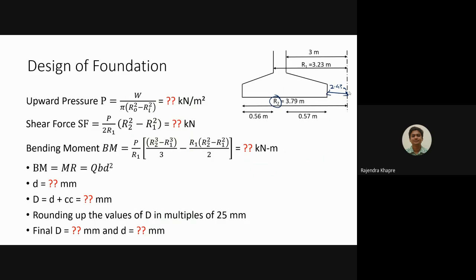So let me note down over here, 2350 into 1.1 divided by pi times r outer square minus r inner square. This should be less than your SBC, right? So this r outer is 3.79 and R inner is 2.43. How much is the upward pressure intensity?